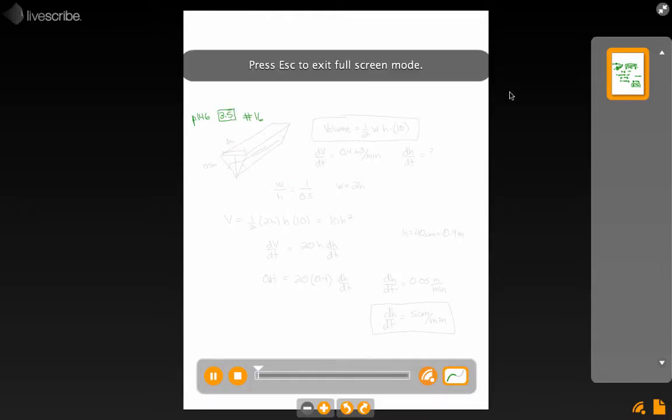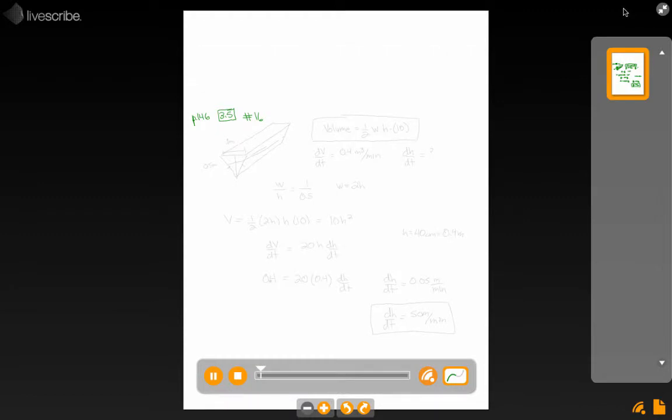Okay, so we're looking at a related rates problem on page 146, section 3.5. It's number 16. They say we've got a water trough that's shaped like an isosceles triangle in cross section, so something like this. It's 10 meters long, and we're filling it up as we go along here.